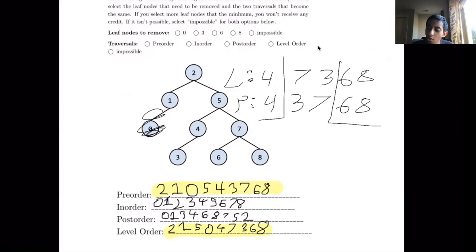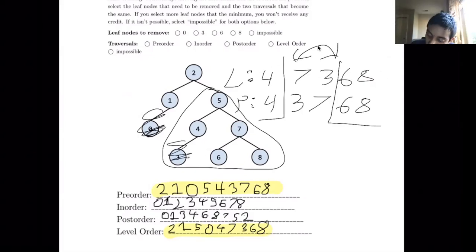So we need to figure out how we can remove one of the nodes in this subtree to prevent this swap, and the easiest way to do that is to remove 3. Why? When we do a pre-order on this subtree, we go from 5 to 4, but then 4 has no children left, so we go to 7. For level order, it would be 5, 4, 7, and then 6, 8. It's the same.